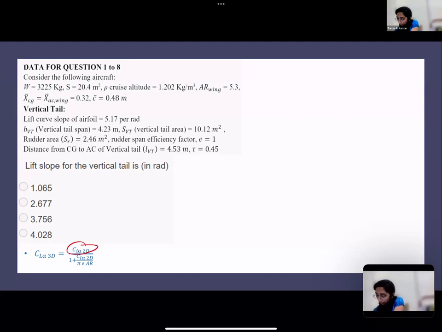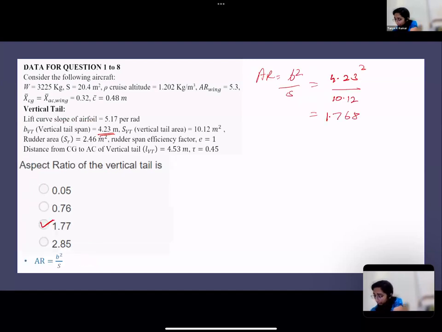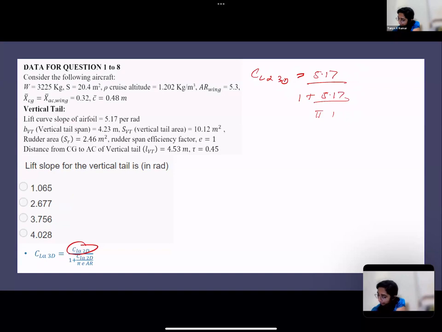So this is for the airfoil. Let's try doing this. CL alpha 3D. In this case, it's CL beta, just for the airfoil, okay? We're just finding the lift curve slope of the tail. Now, what was the formula for the airfoil? It is 5.17 over 1 plus 5.17 by pi AR. Aspect ratio of the vertical tail we had found in the previous question, 1.77. Let's try solving this.